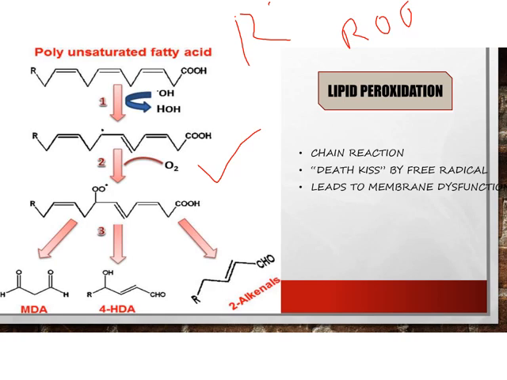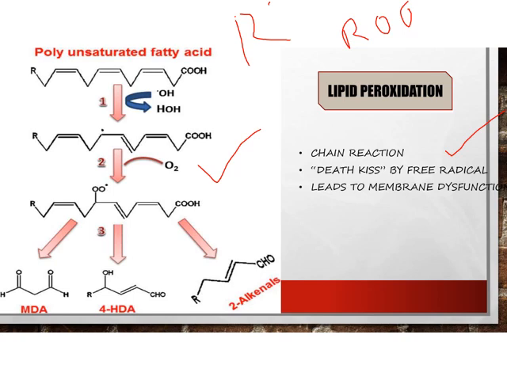Here you can see that once a free radical generates another free radical in the neighboring molecule, it will cause a chain reaction which will bind with another molecule and so on. So new and new free radicals will be generated continuously. So chain reaction or propagation is initiated. This is sometimes called the death kiss by free radical, which means it kills another molecule. Okay, so that is the second stage, the propagation phase.